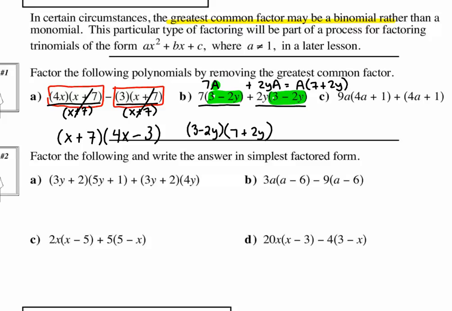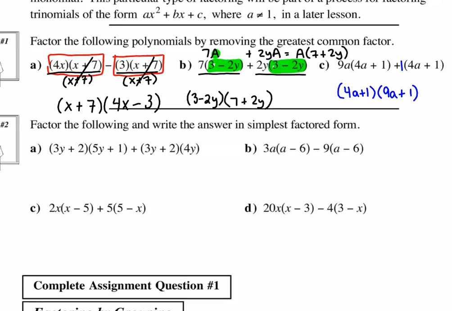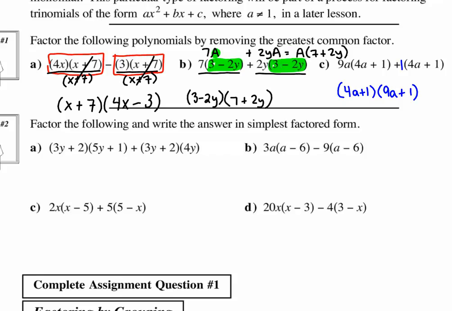Okay, so sometimes when it's a binomial, it's hard to see. Next one, what's in common? 4a plus 1. If I pull that out, what's left over? What's the coefficient if you don't see it? 1. So 9a plus 1. Because if you factor out 4a plus 1, you divide 4a plus 1 by 4a plus 1, anything divided by itself is 1. You have to have the plus 1. Okay?